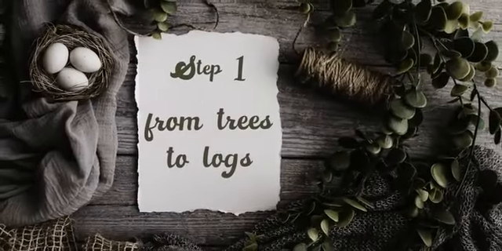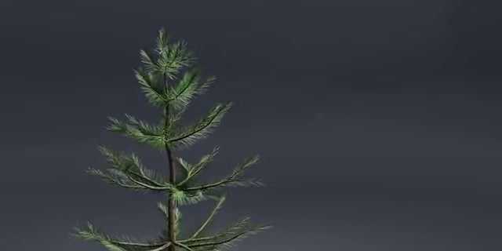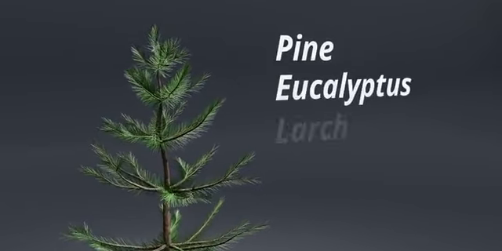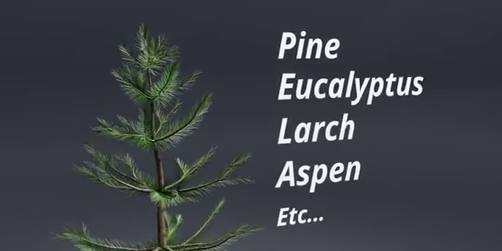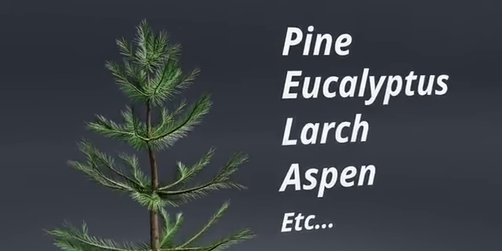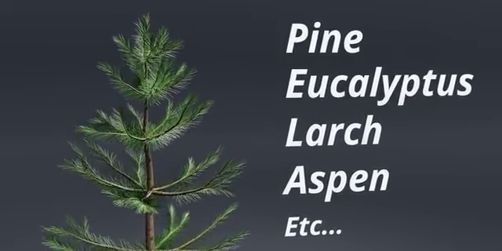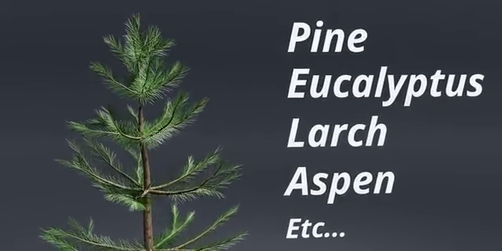Step 1. Trees to logs. The most common trees that are used to make paper are pine, eucalyptus, larch, aspen, etc. Because the cellulose fibers in the pulp of these species are longer, making a stronger paper. These trees are called softwood by the paper industry.